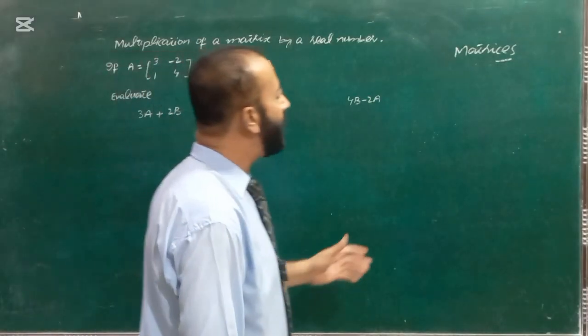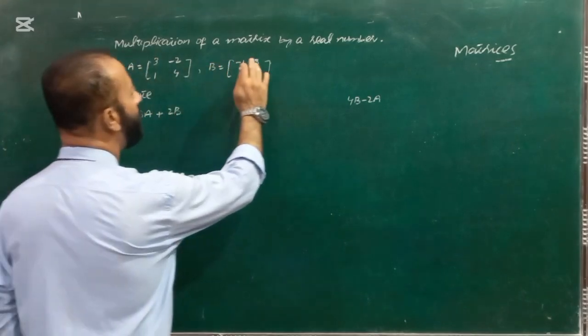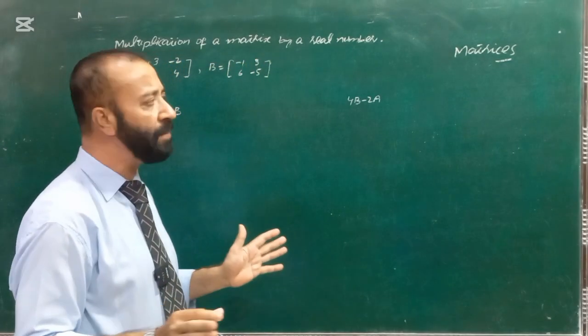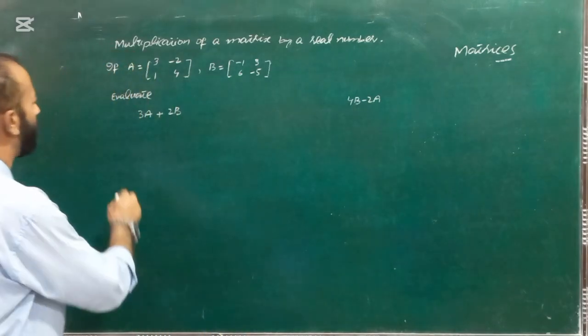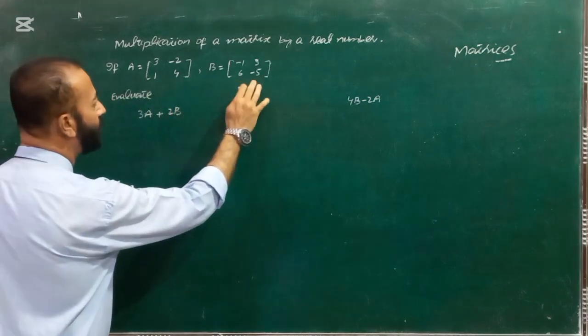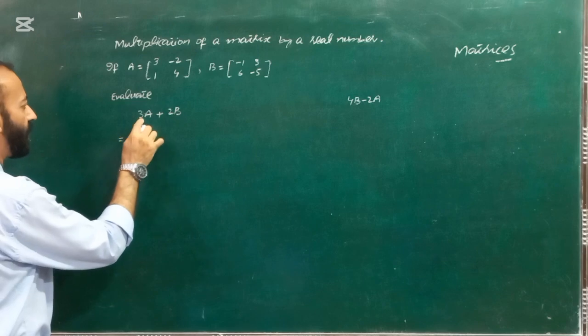The next thing that we are going to read in the topic of matrices is multiplication of a matrix by a real number. This is again very simple. The simple rules of algebra will be applied. So look now, if A is equal to this matrix and B is equal to this matrix, we are required to evaluate 3A plus 2B.